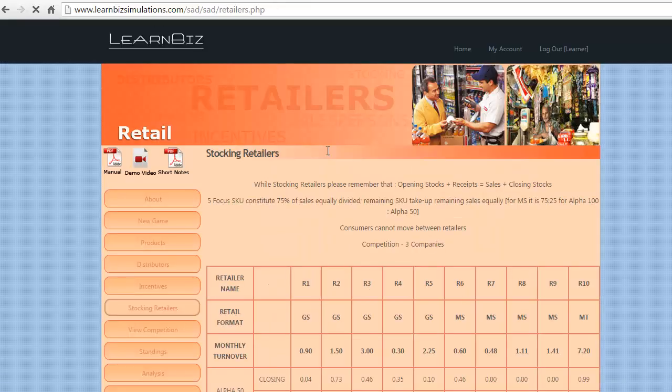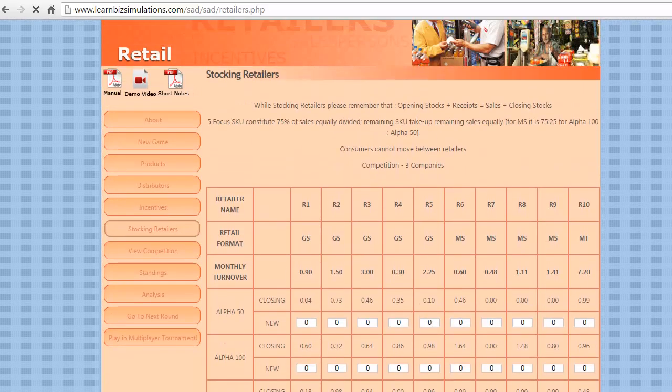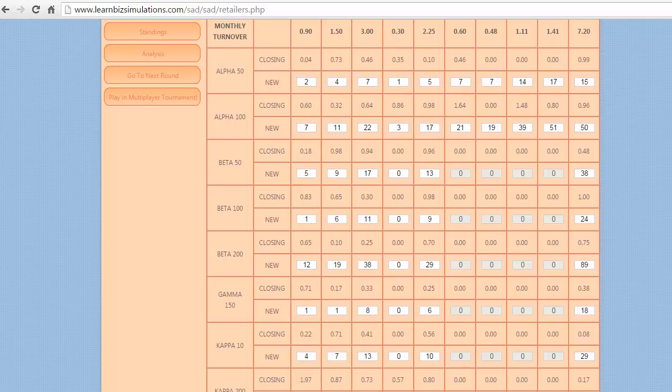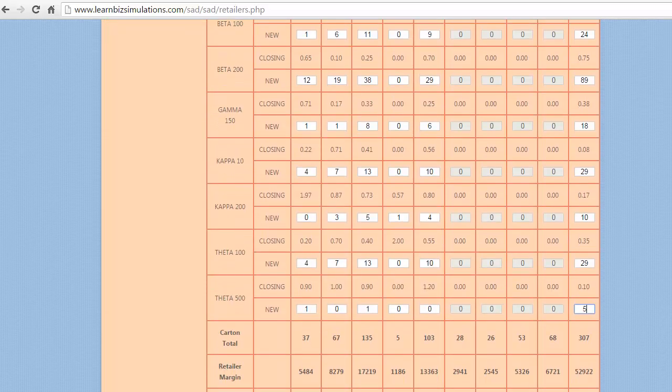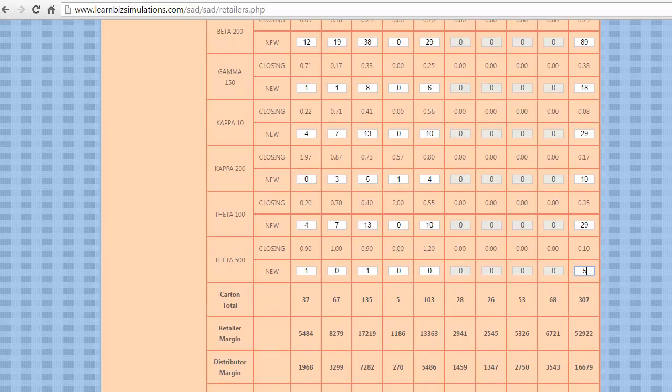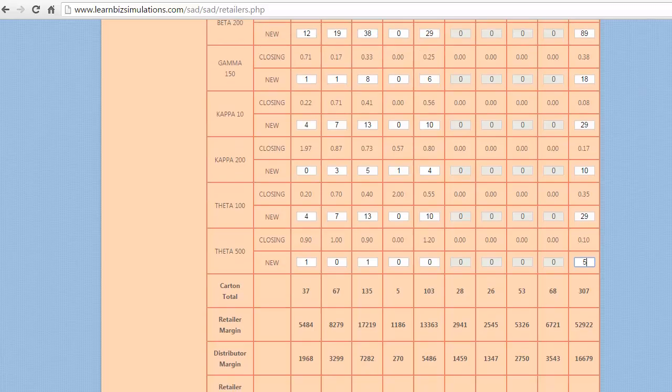We are now moving on to the stocking retailers page. Having taken the stock of the past sales and inventory available, we have decided to stock as follows. Yes. Having completed the stocking, let us execute to see the results by clicking on the Go to Next Round button. Before which you need to save the screen.